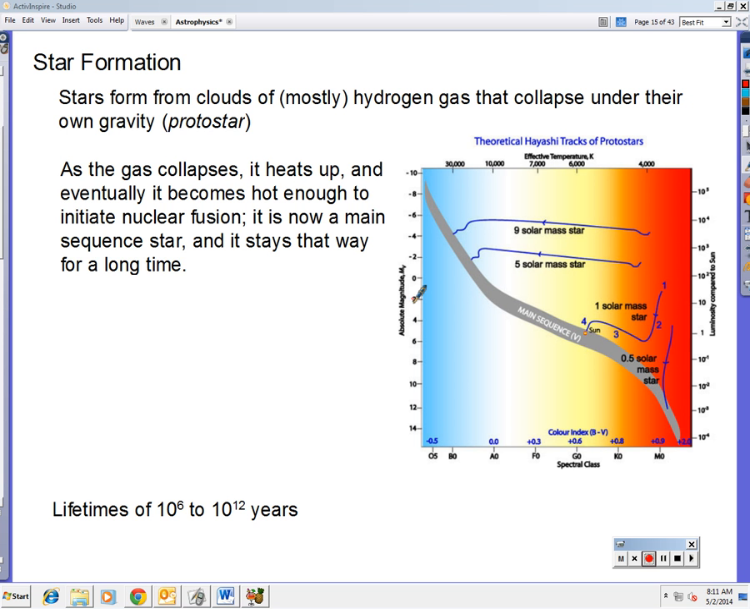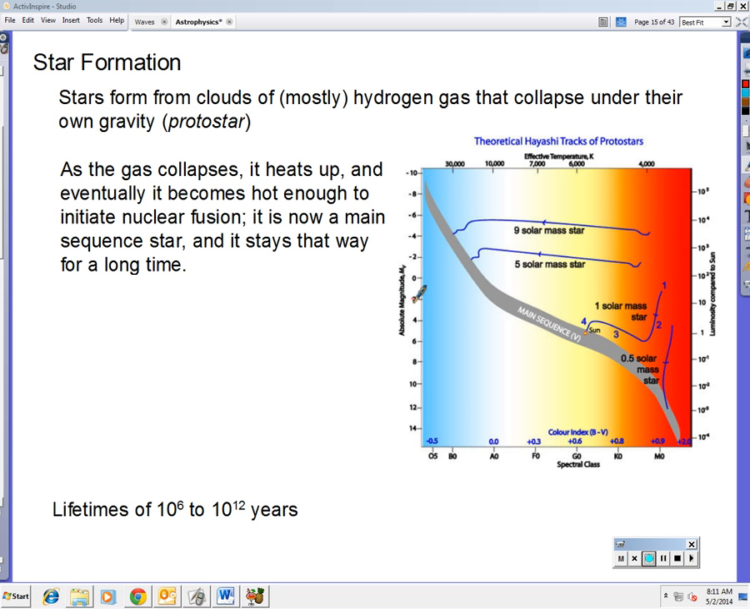Remember, the Hertzsprung-Russell diagram has luminosity on the vertical axis, and spectral class, which is the same thing as temperature, on the horizontal axis. And we need to look at where stars come from. Stars come from clouds of hydrogen gas, and those clouds will collapse under their own gravity.